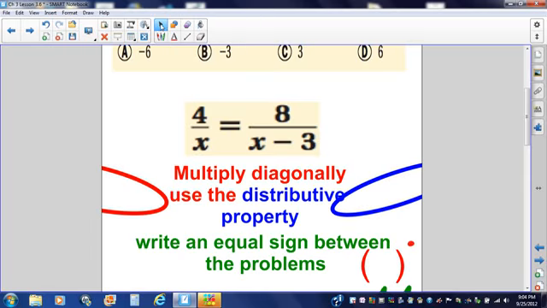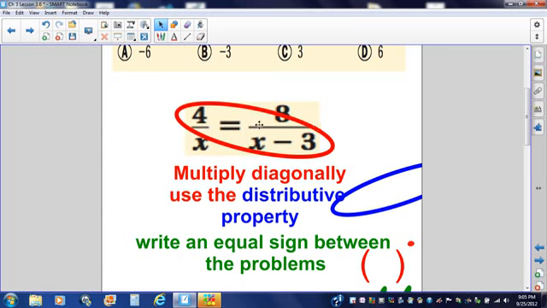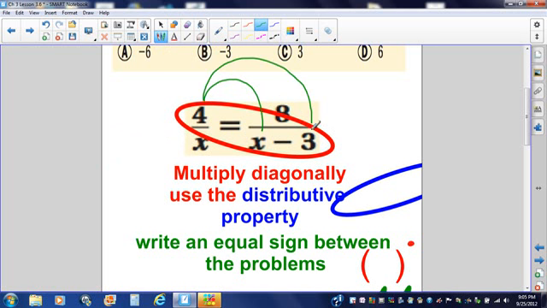Okay, this is a proportion. To solve the proportion, you would multiply diagonally. So when I say multiply diagonally, that means we are going to take this 4 and multiply it with x, and we're going to take this 4 and multiply it by 3.